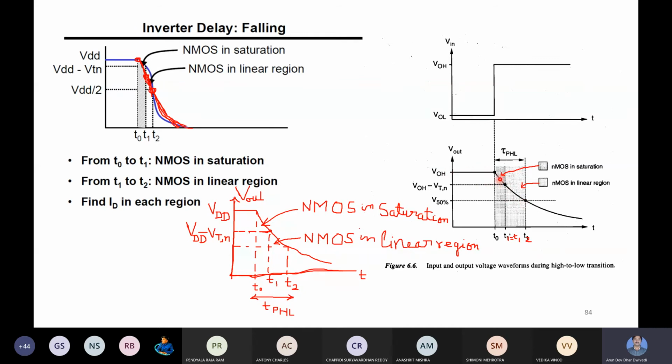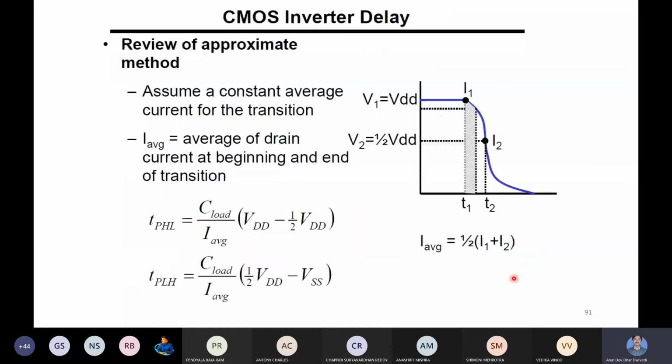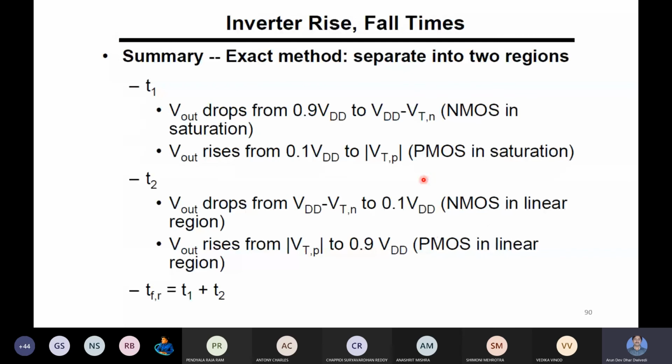For fall time, we can start from V 90% and go down to V 10%. So V 90% will be T0, then the point VOH minus VTN will be T1, and then the final point will be T2. In this way we can calculate it. Rise time and fall time calculation are similar. Here it is explaining how to decide T1.